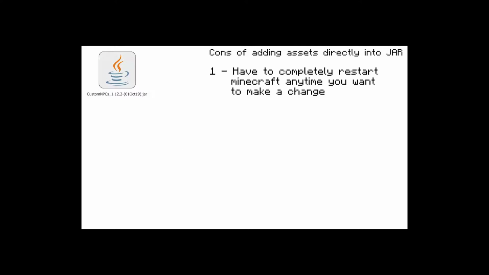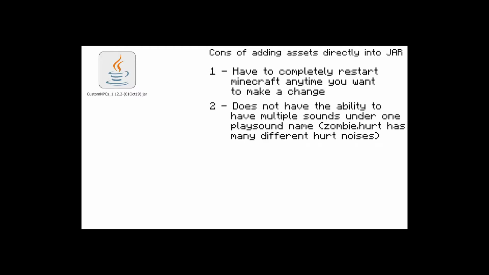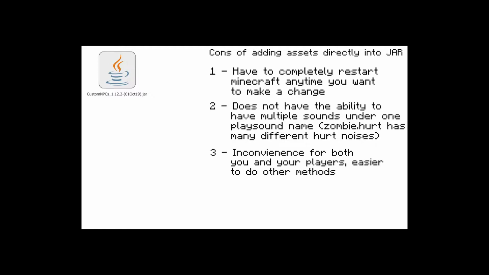First off, adding it to the jar file requires you to completely reload Minecraft every time you want to change or add something. Second, resource packs in the custom NPCs folder lets you add multiple sounds under one place sound name. Can't do that in a jar file. Third, it is much easier to just tell your players to download a pack than to add these textures in yourself or distribute the mod yourself because you have injected your own assets. Fourth, you make me angry and an angel loses their wings every time you open up the jar file.